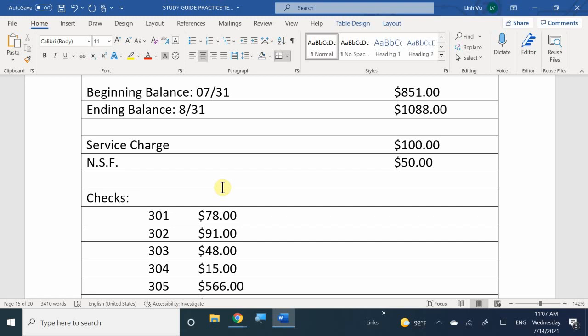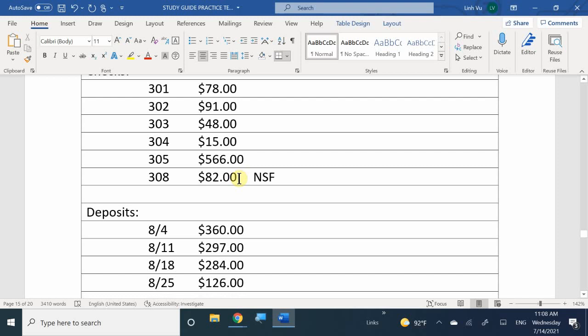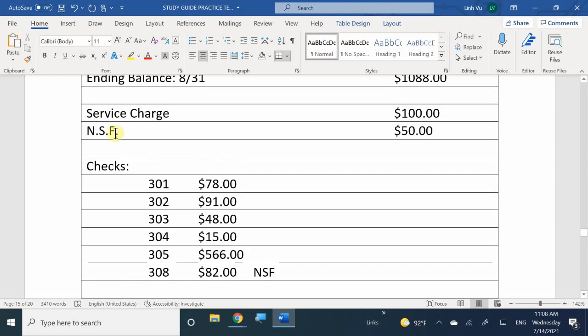As in, they already paid for it. Now all I'm responsible for is paying back whatever money they paid for me, and I got charged because I didn't have enough money in my bank. So that's all this says right here. It's just flagging that this check is the reason why you have an NSF charge.